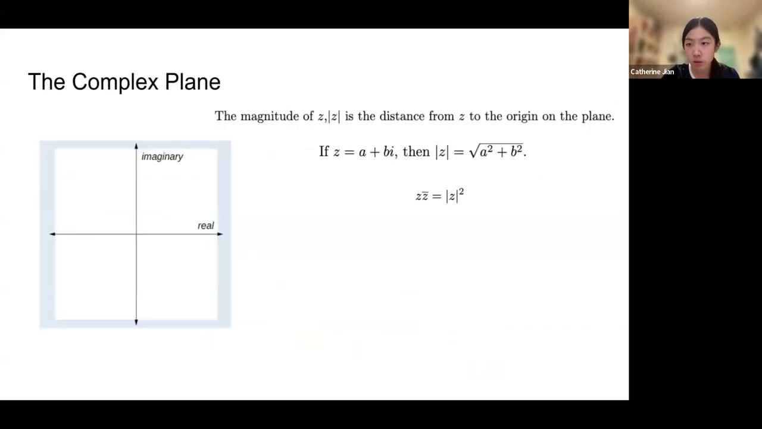Okay. So now we're going to be talking about the complex plane. The complex plane is basically like a Cartesian plane, but there's a real axis here and an imaginary axis here. So for example, if we were to say c is equal to 1 plus 2i, then to graph this, if we do tick marks.